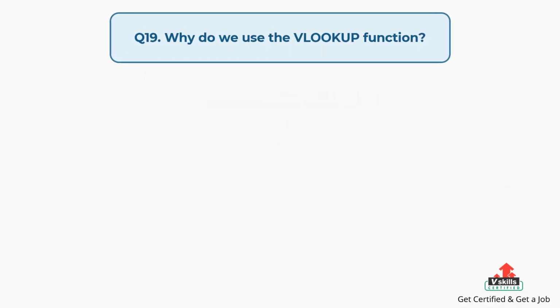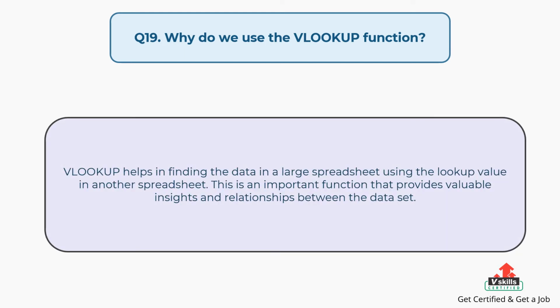Question number 19. Why do we use the VLOOKUP function? The answer is: VLOOKUP helps in finding the data in a large spreadsheet using the lookup value in another spreadsheet. This is an important function that provides valuable insights and relationships between the dataset.